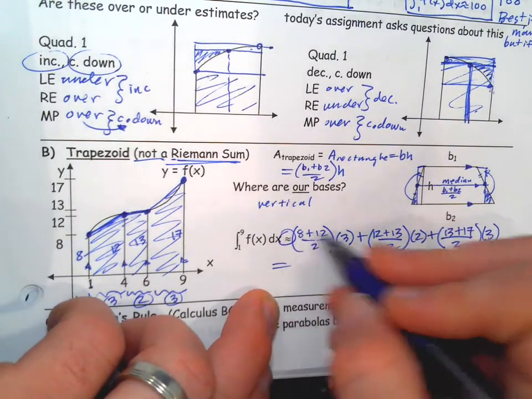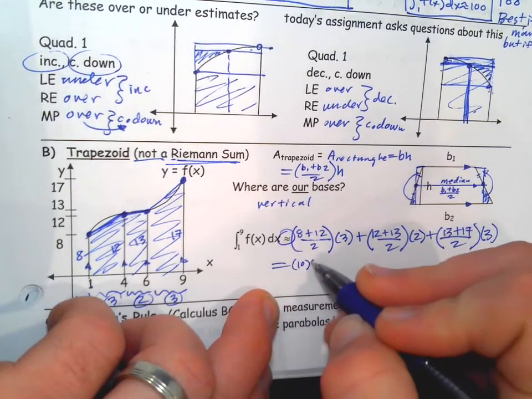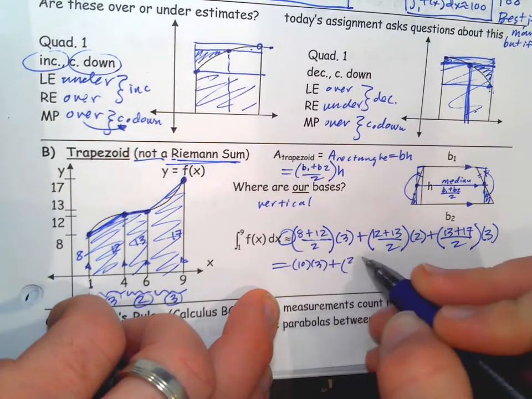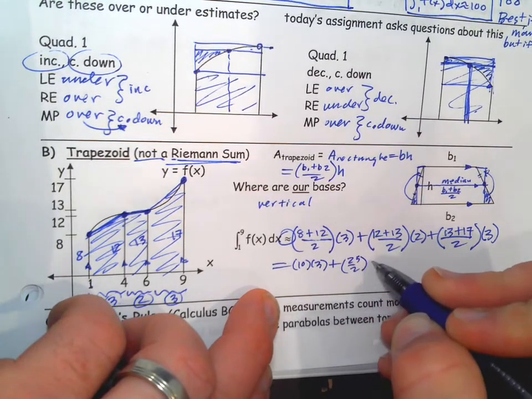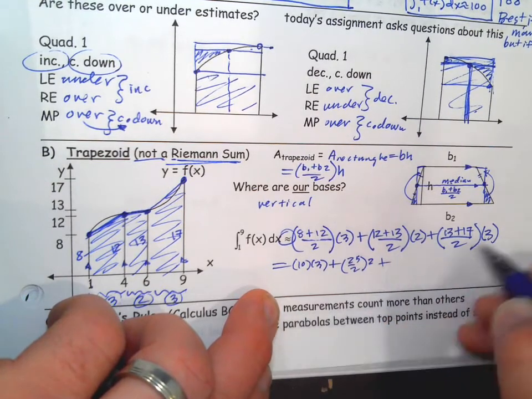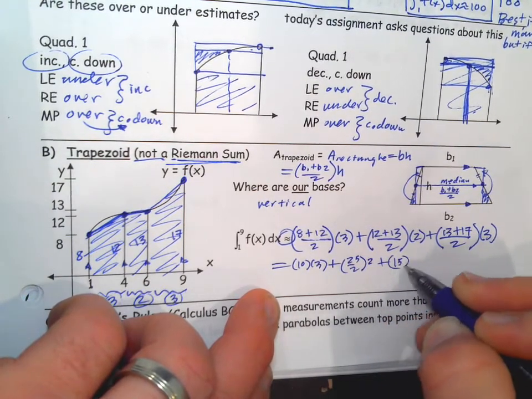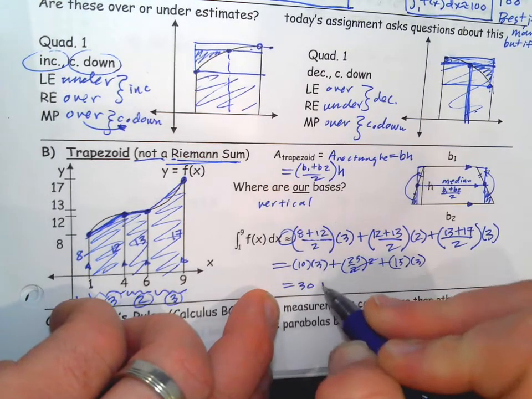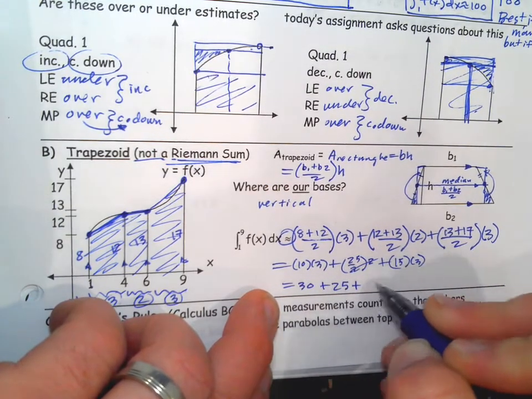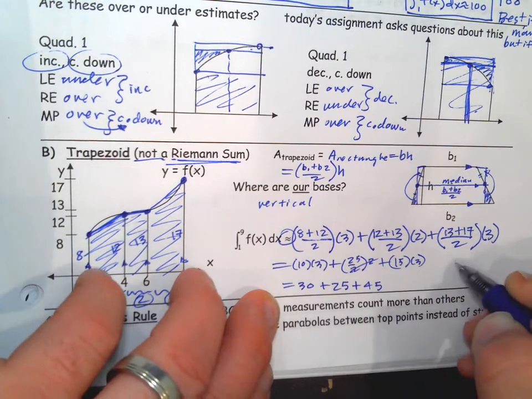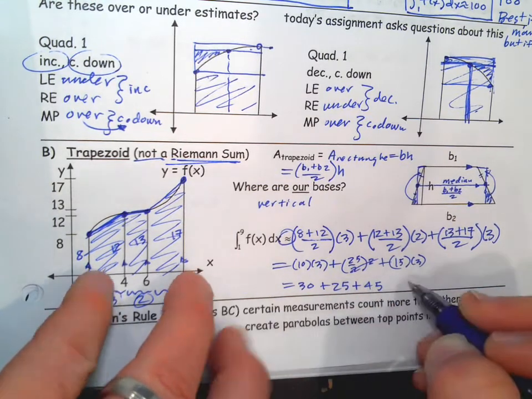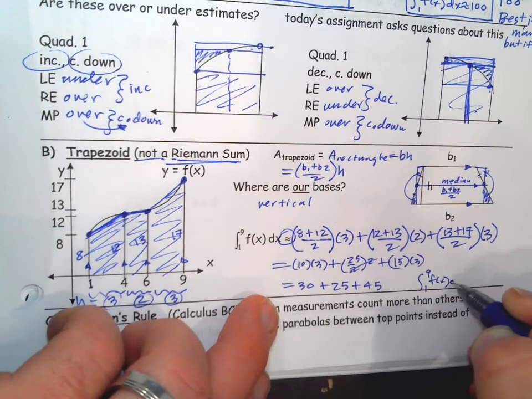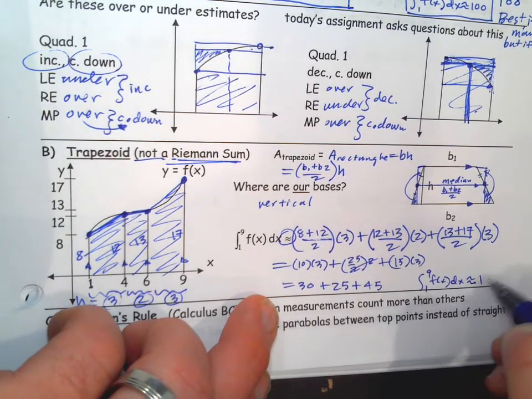So this is going to be 20 over 2, is 10. And this is going to be 25 over 2. I'll just leave it like that, 25 over 2. And this one's 30 over 2, which is 15. And so then we get 30, 25, 45. If we add those up, we get 100. So the integral from 1 to 9 of f of x dx is approximately 100.